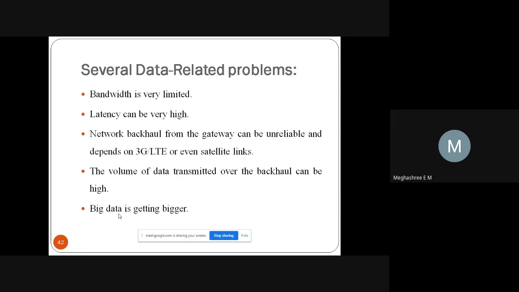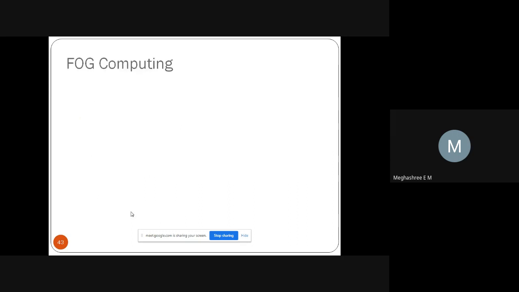And as you know, day by day the count of objects connecting to the internet is increasing, so the data being generated is also increasing.